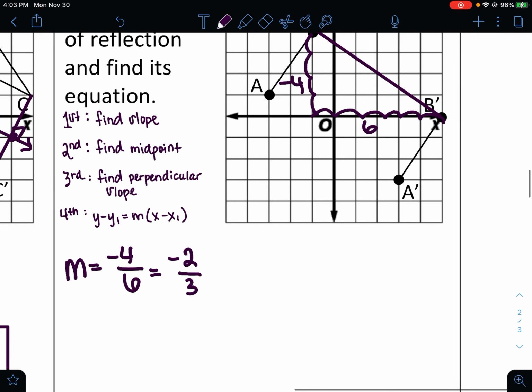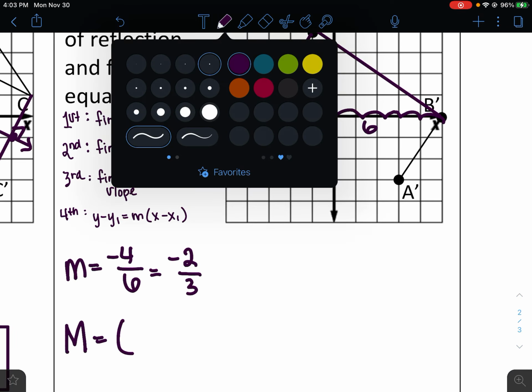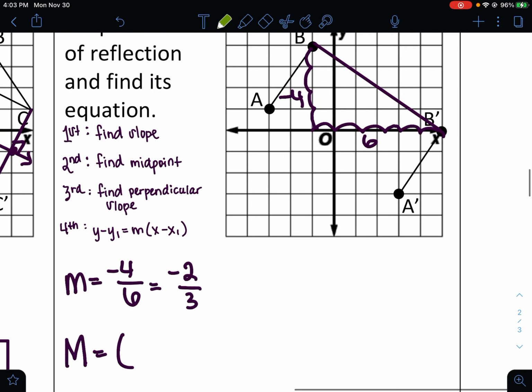Now we're going to find the midpoint, capital M for midpoint. To find the midpoint, just go halfway. So instead of going down 4, go down 2. Instead of going to the right 6, go to the right 3. And boom, there's your midpoint. And that's going to be at, this is my origin, I have to go over 2, up 2. So that's 2, 2.